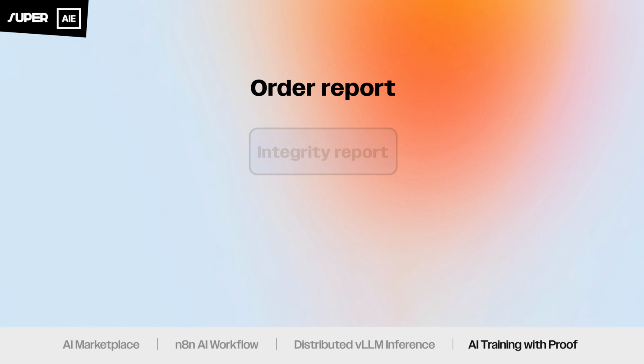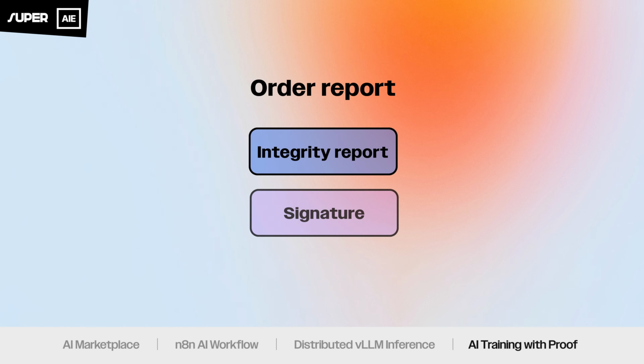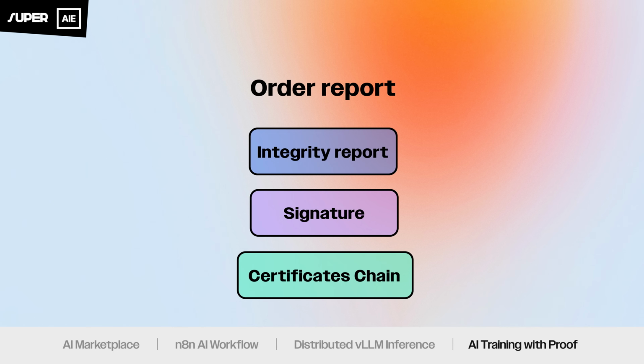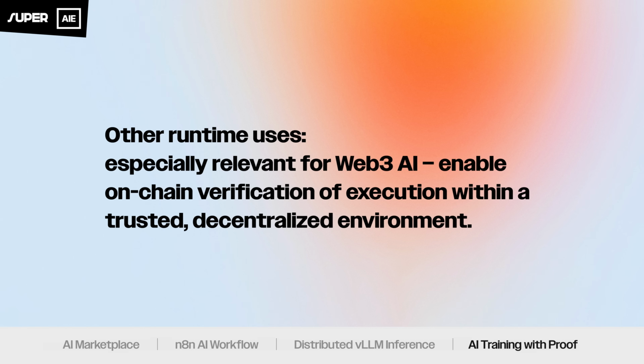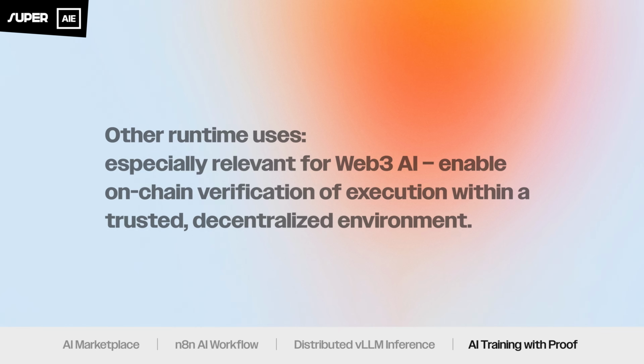The order report isn't just an audit log. During runtime, an app inside a CVM can sign data with its private key. Anyone on chain can verify that the signature came from a trusted, decentralized, confidential environment, crucial for Web3 AI workflows.